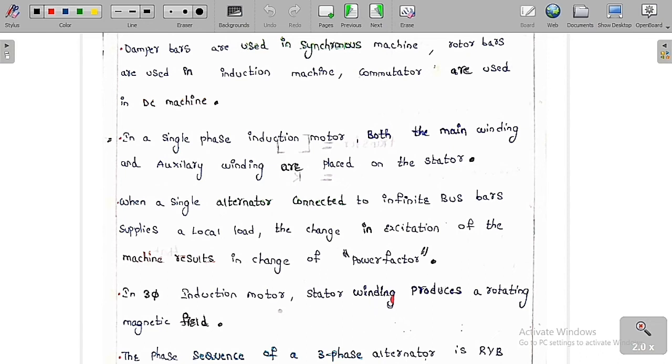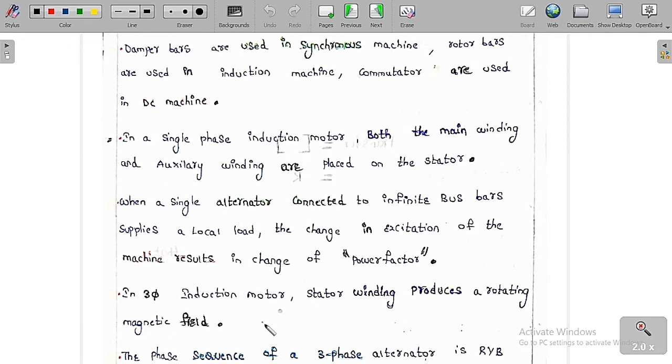In a three-phase induction motor, the stator winding always produces a rotating magnetic field. I've already told you this. The stator winding produces a rotating magnetic field with a speed ns, called the synchronous speed, equal to 120 f by P.